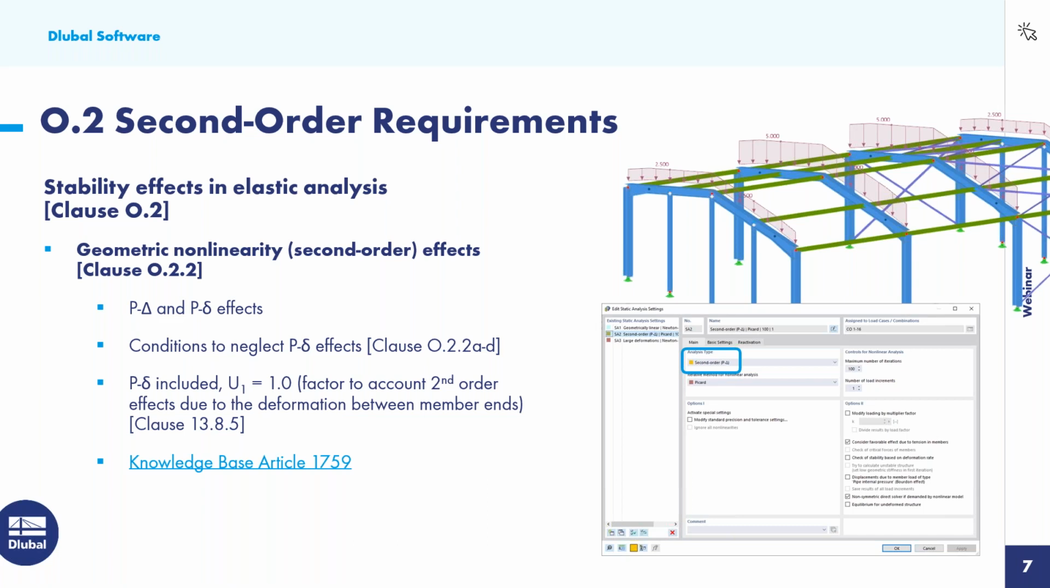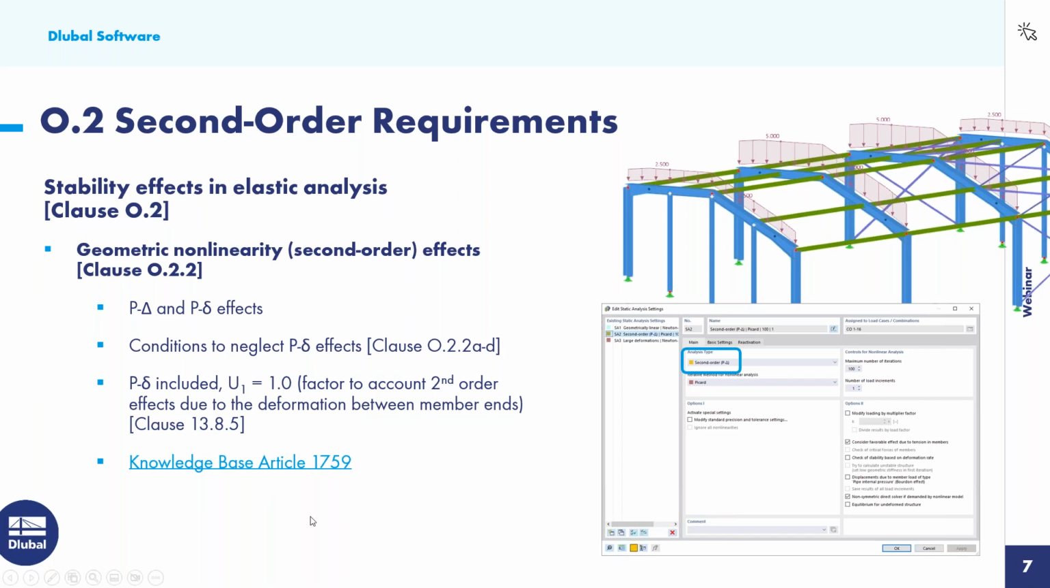If you do include P little delta, the advantage here is that this factor given to us in chapter 13, which is under member axial compression and bending design, U sub 1, we can set this equal to 1.0. Well, this factor is used to account for second order effects due to deformation between the member ends. So again, the advantage of including P little delta in the analysis is that we can automatically set this factor to 1.0. So we might be wondering, well, we know probably RFEM includes big P delta, but does it include little P delta as well?